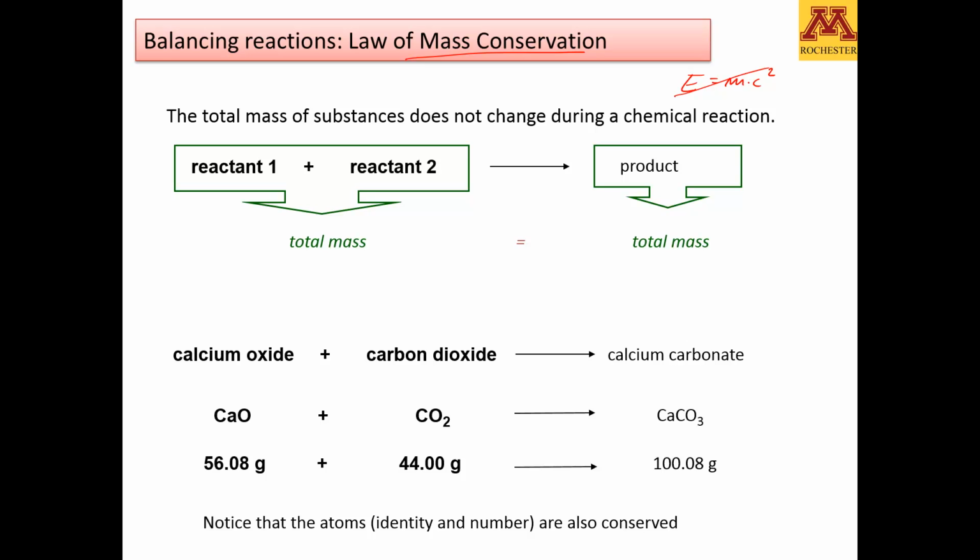That principle can be understood if we give an example. Say that calcium oxide and carbon dioxide are mixed in these proportions. Notice that these are the actual molecular masses of each. So if we mix 1 mole of each, if we mix 56 grams of calcium oxide and 44 grams of carbon dioxide, we will obtain 100.08 grams of calcium carbonate.